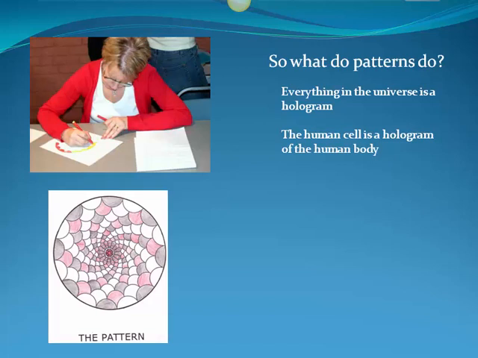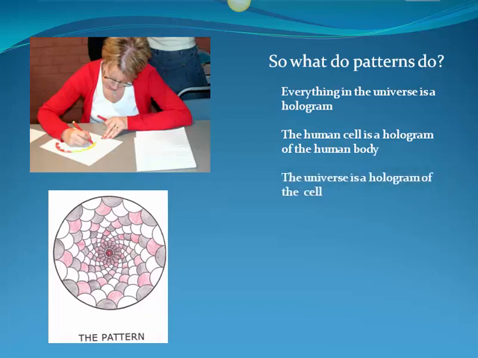Now, the human cell is also a hologram of the human body. And how that works is really quite amazing, because every cell is capable of doing everything that a human being does. So it is really like a little miniature human being. It can breathe, it can reproduce, it can eat, it can excrete. It does everything that a human being does, and it can communicate very specifically to all the surrounding cells around it as well.